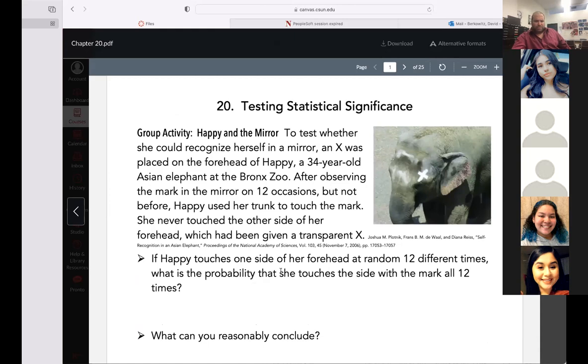So it says that all 12 times Happy touched that side of her face. She never touched the other side of her forehead. So all 12 times the elephant touched the side of her face that had the mark. Now, if it was completely at random, it should have been 6 and 6. This was 12 and 0. What do you conclude about your study? Was the elephant able to recognize herself, or did she just get really, really lucky?